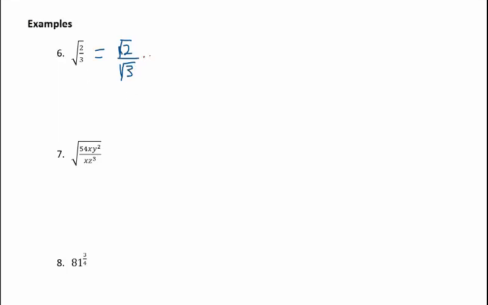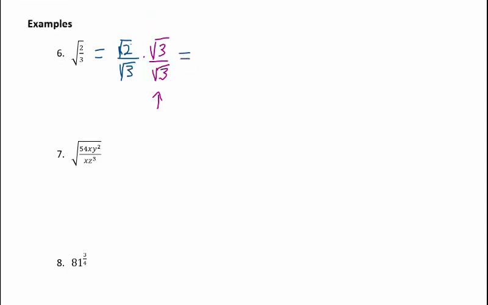Okay, so what we'll do is multiply by whatever the denominator is, so the square root of 3 divided by the square root of 3. And that is fine to do because we're not actually changing the value of the expression. We are just multiplying by a modified version of 1. And now we can multiply and simplify.